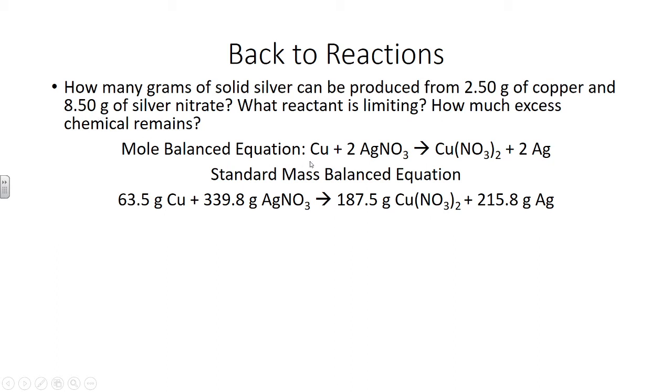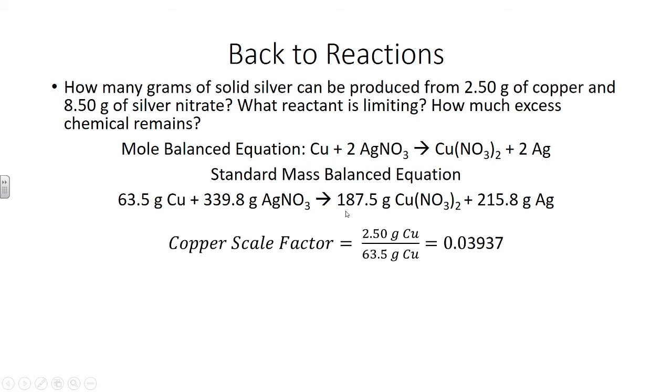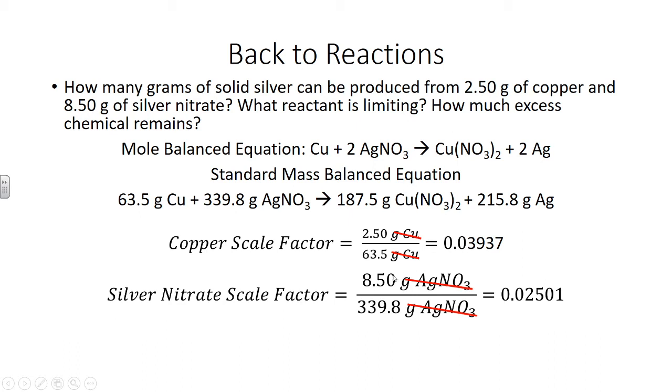So what we're going to do is get the silver nitrate scale factor and the copper scale factor. Standard value for copper is in the equation, standard value for silver nitrate in the equation. Copper scale factor, situation over standard, gives us a scale factor of 0.03937. Silver nitrate scale factor, 8.5 grams over 339.8 grams, gives us a 0.02501 scale factor. So we can see that silver nitrate has a smaller scale factor, and that is what's going to limit us. Silver nitrate is the limiting reactant.